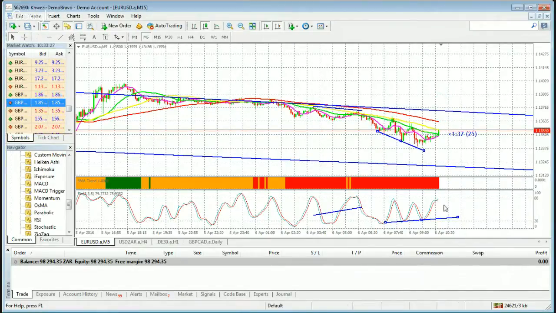But yeah, like I said, I'm waiting for that retracement to have the setup happening. And then we'll see from there. Alright guys, I'll be back in 5.